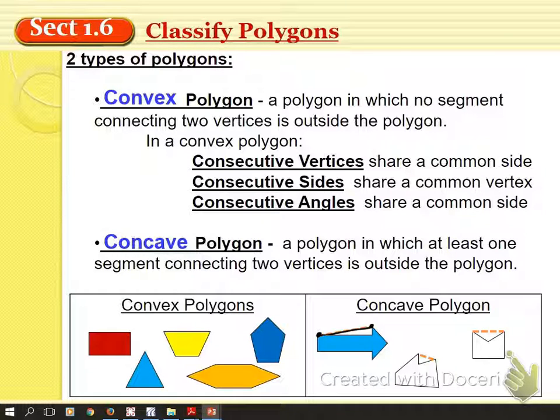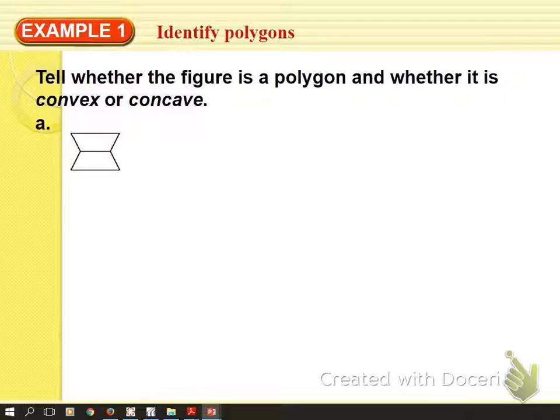Some of the sides are going into the polygon. A lot of different ways to tell. This segment joining vertices, if you can ever take a segment and join any two vertices, and that segment goes outside the polygon, it is concave. Okay? All right, let's try it out.